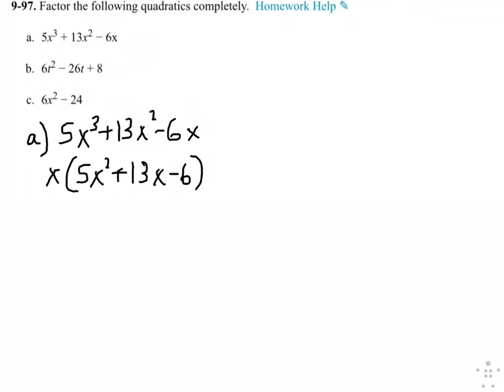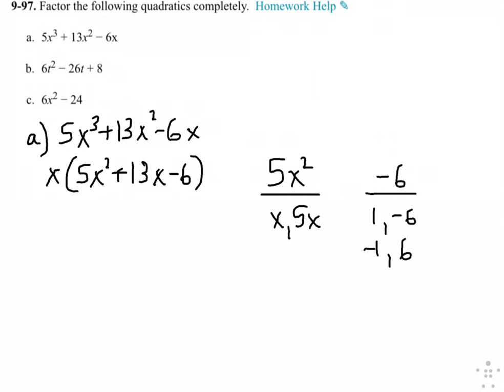So now we need to factor the trinomial if possible, right? So we could make our columns if we want, 5x squared, right? And we have x and 5x, and then we have negative 6, right? So we have 1 and negative 6, negative 1 and 6, 2 and negative 3, negative 2 and 3. Now we're looking for outers times inners that gives us a positive 13.